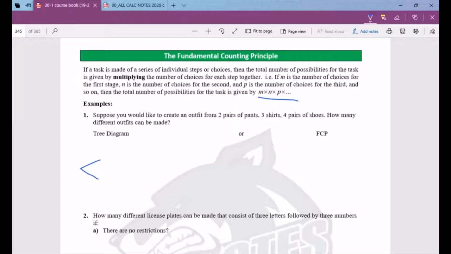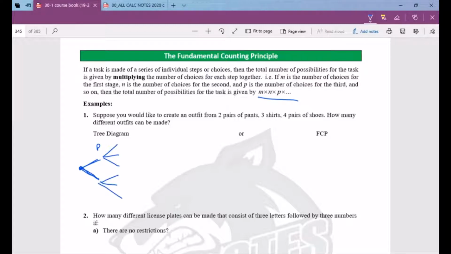And if you have pants, you have 2 different pairs of pants. So this is you getting dressed in the morning. You can either take that pair of pants or this pair of pants. And then once you've decided which pair of pants, now you have a shirt to put on. And for each pair of pants, you have 3 different shirts.